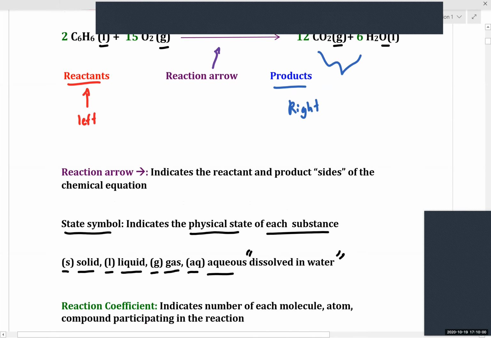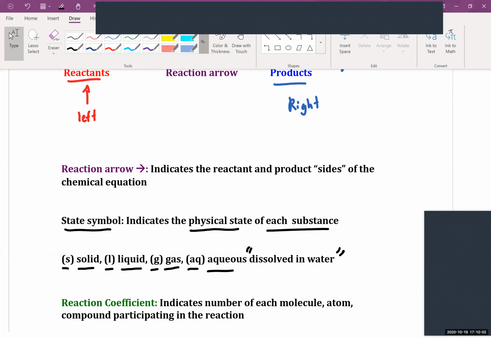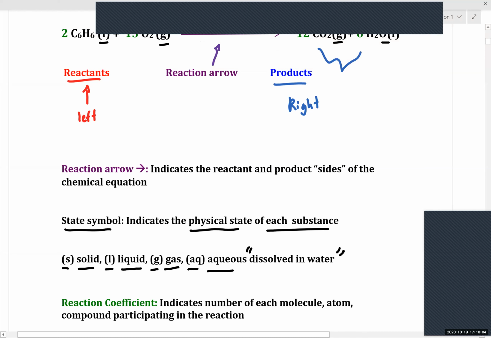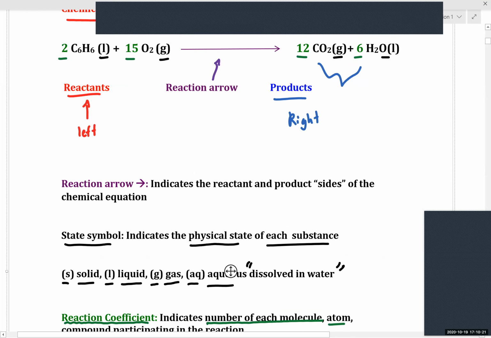Now, most importantly, as we notice, we have a series of numbers or coefficients in front of each of our reactant and product molecules. These are known as our reaction coefficients, and they indicate the number of each molecule, atom, or compound participating in the reaction. So, this reaction coefficient of 6 is telling us we have 6 water molecules that we have produced in this chemical reaction.